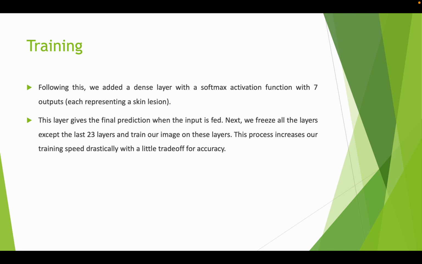Following this, we added a dense layer. The dense layer is the last layer which we add in the convolutional neural network, with the softmax activation function with 7 outputs. Since we have 7 diseases, there are 7 outputs in the convolutional neural network. This layer gives the final prediction when an input is fed. Next, we freeze all the layers except the last 23 layers and train our images on these layers. This process increases our training speed drastically with little trade-off in accuracy.